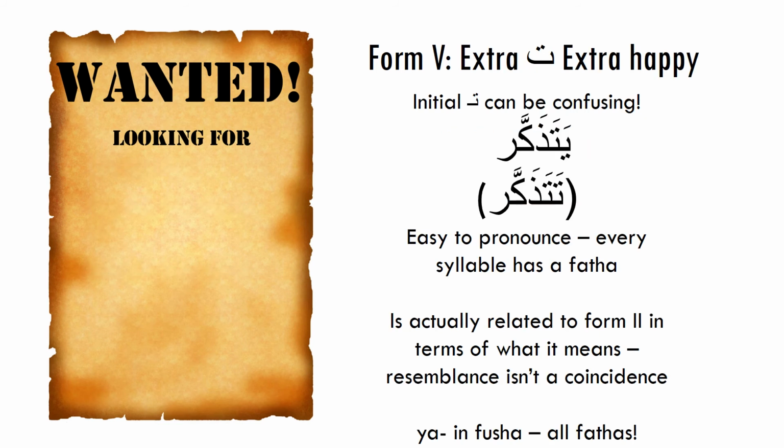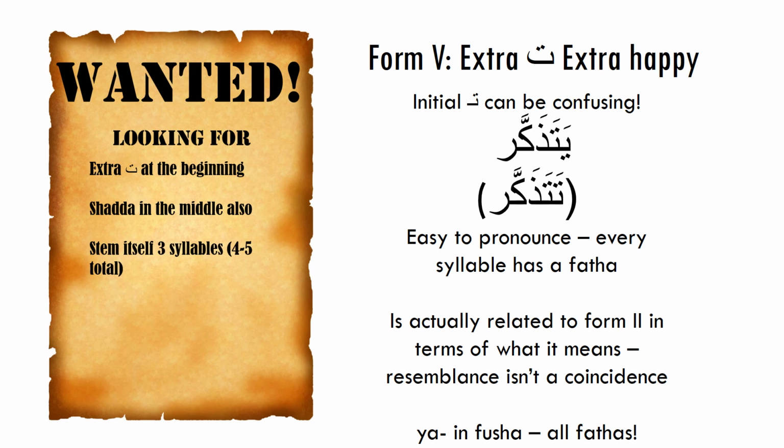Form five, I think of having an extra ta, so it's extra happy. What we're looking for is an extra ta at the beginning of the word. There's a shedda also, just like form two had that shedda in the very middle of the stem. Same thing with this. The second letter of the root, the second to last letter of the stem right there, has a shedda on it.